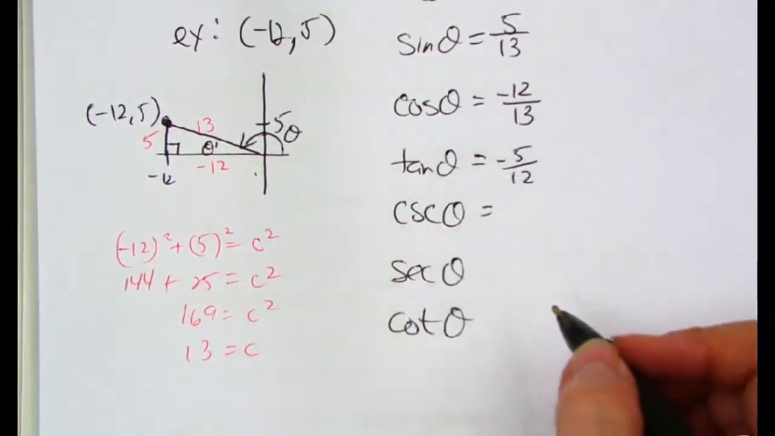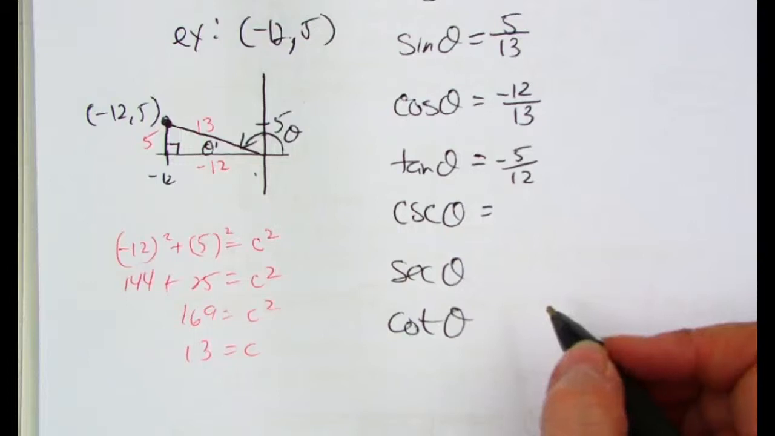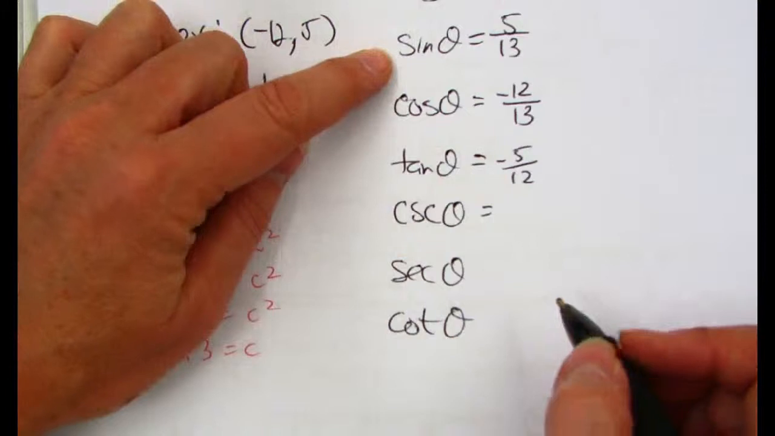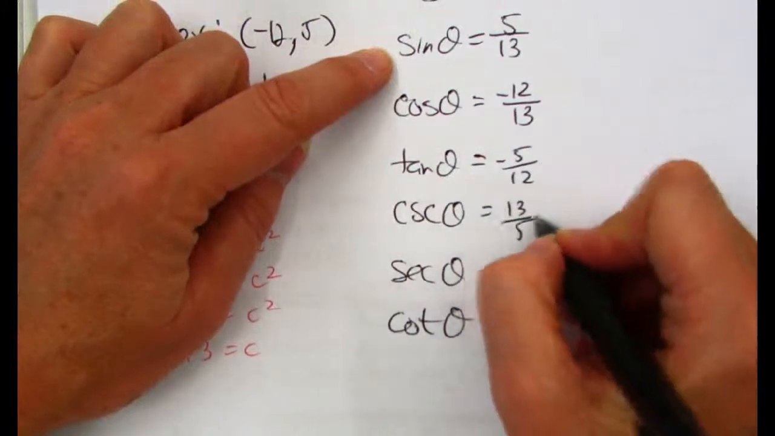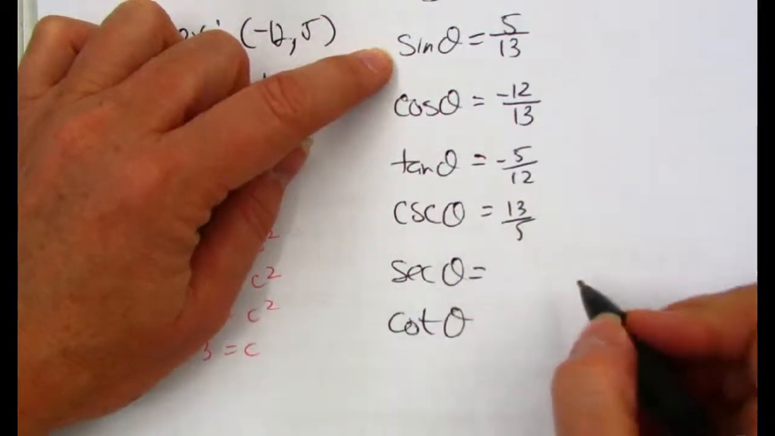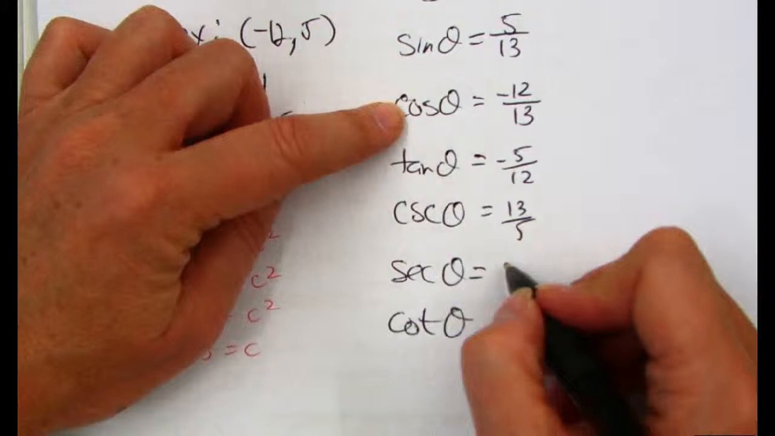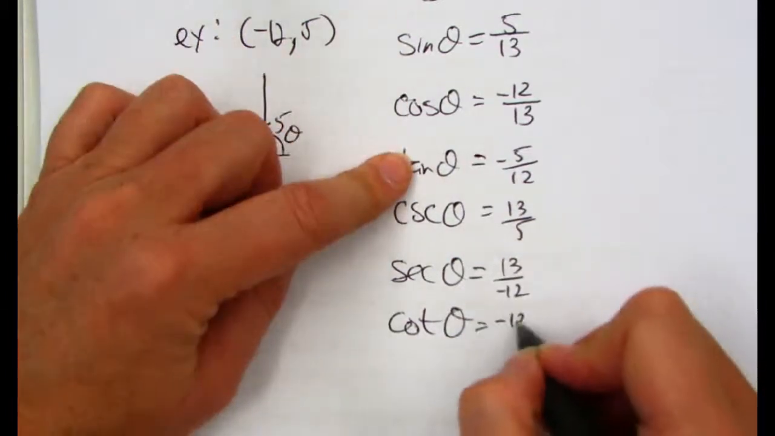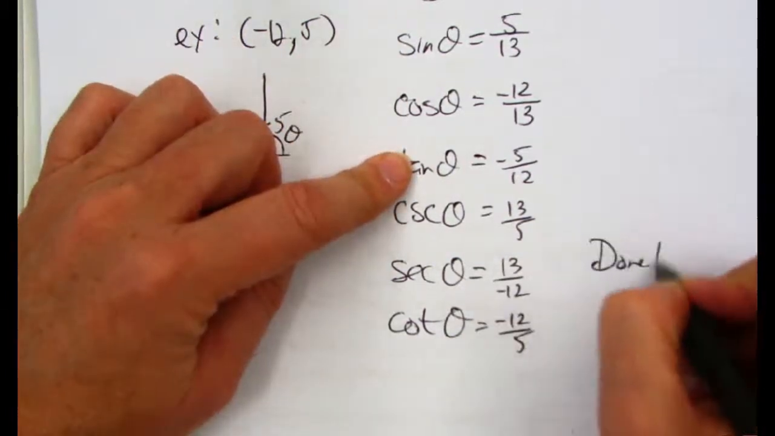Cosecant is the reciprocal of what? Of sine. I'm not going to go here and confuse myself. Just go to sine and take the reciprocal. Done. Secant is the reciprocal of cosine. Well, I've already got it done. And cotangent, I'm done.